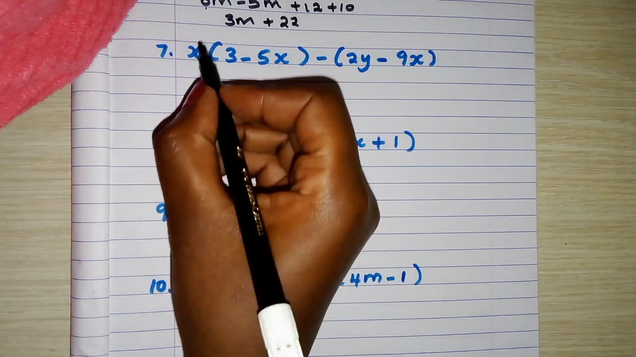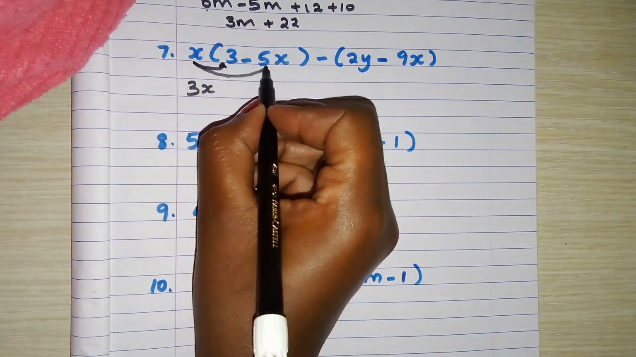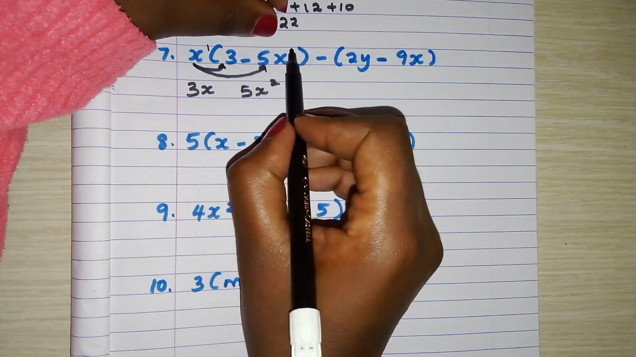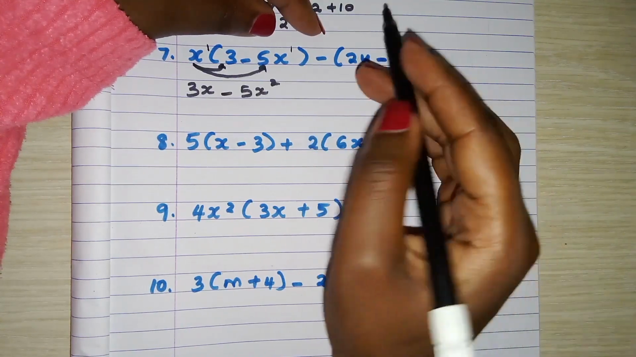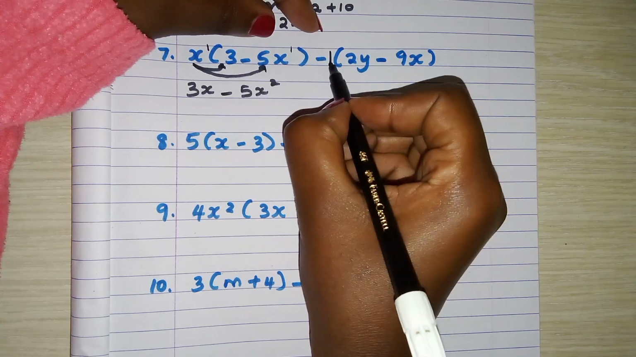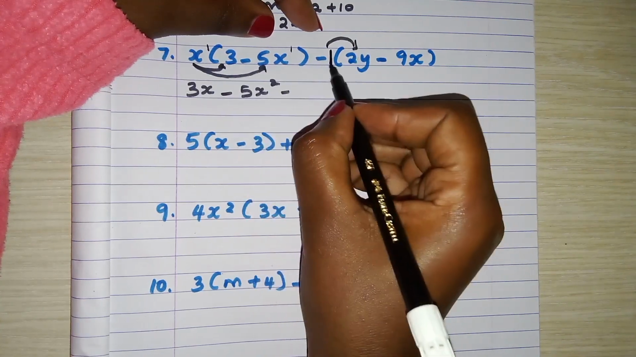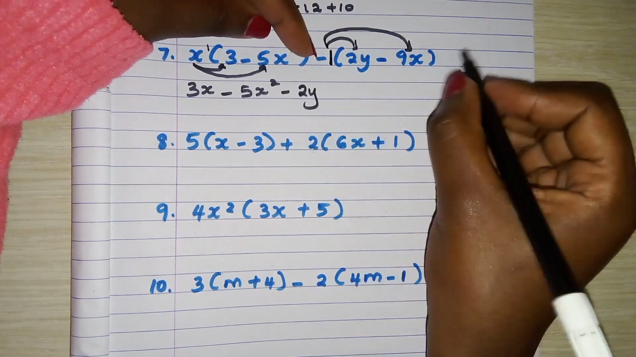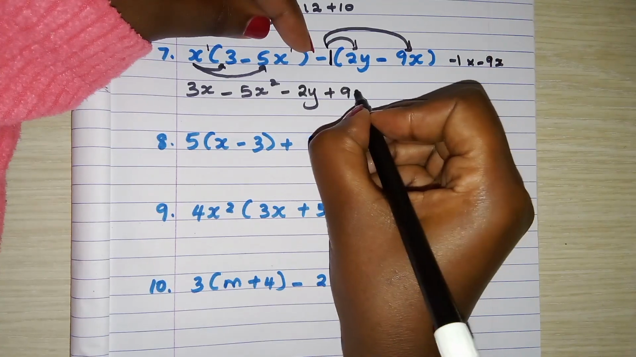Okay, number 7, we do x times 3 is 3x, and then x times 5x would be 5x squared, x power 1 plus this one, 1 plus 1 is 2, and you put a minus in between. Now here you notice there's no number in front of the bracket, so when there's no number, put 1 for yourself. It's always 1. So now you do 1 times 2y, so it's a minus. 1 times 2y will be 2y, and then now we do negative 1 times negative x, minus and minus becomes plus, and then you put x.